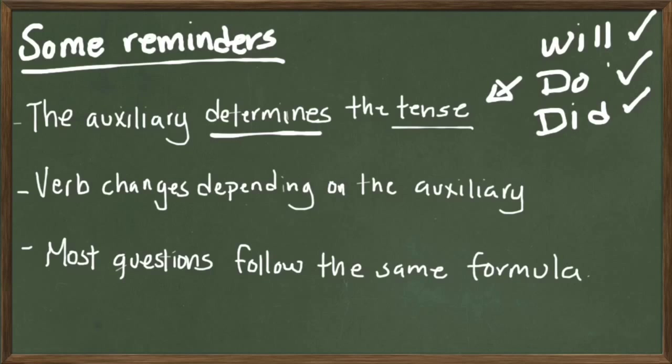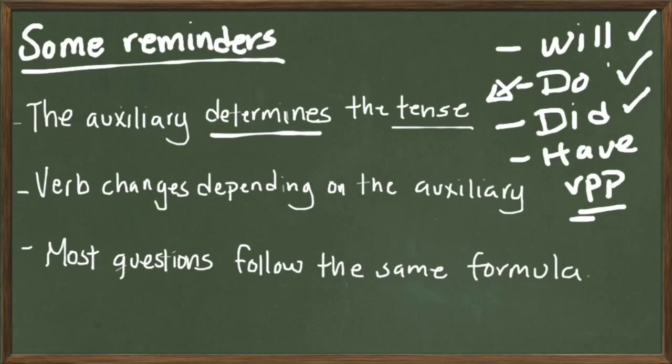Another thing, a verb changes depending on the auxiliary. So it's very important to memorize and practice a lot what kind of verb you need depending on the auxiliary. For example, with will, we use a verb in simple form. With do, we use a verb in simple form, and with did, we use a simple form. However, if we use have, we will need a verb in past participle. These are only reminders and things that you have seen before. This should not be completely new to you.